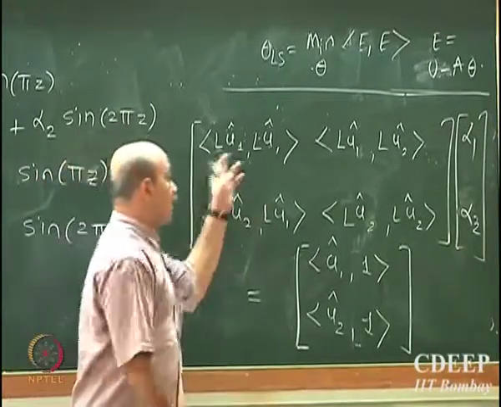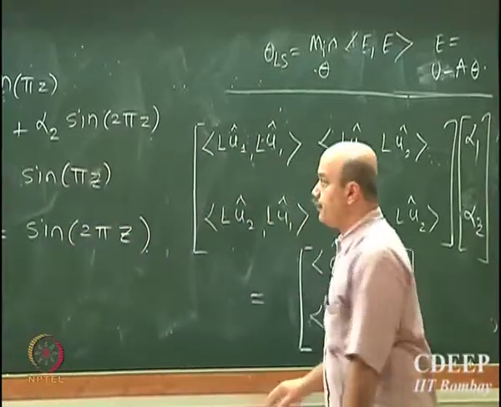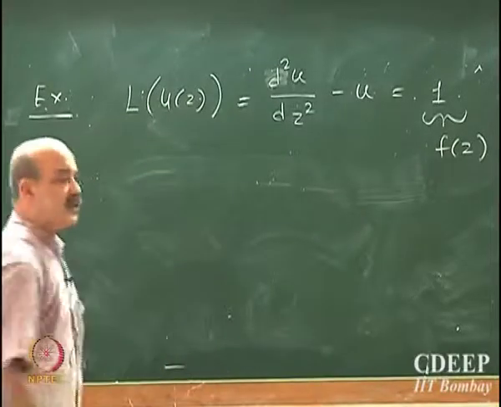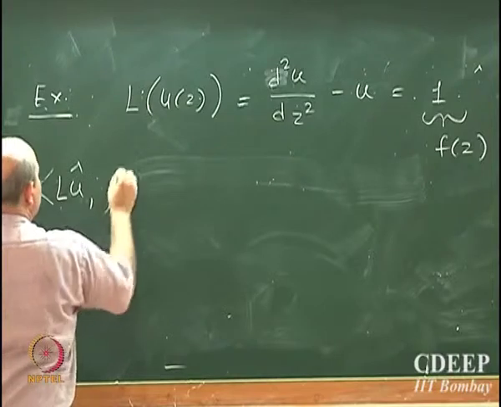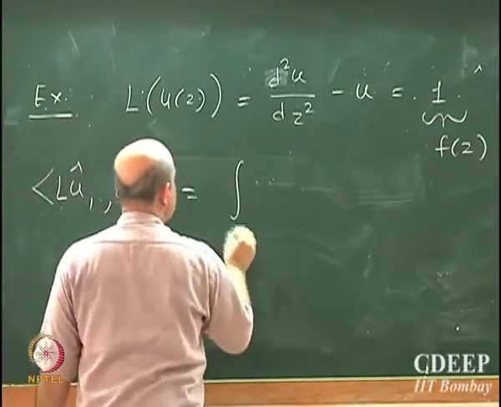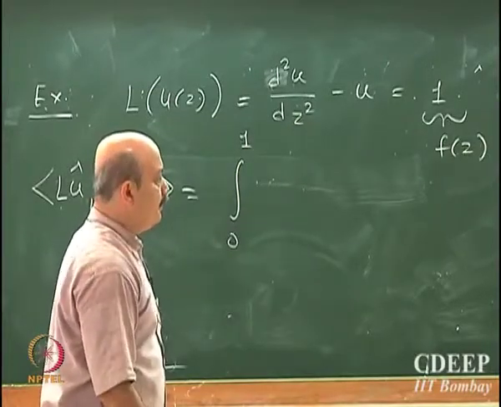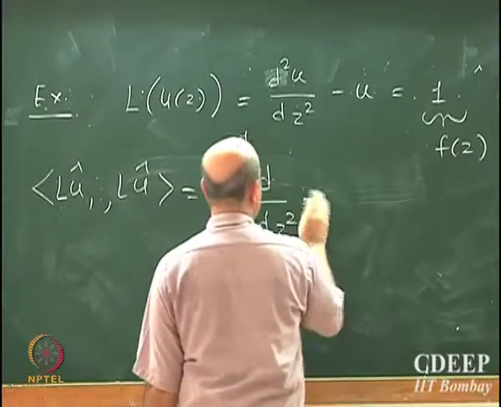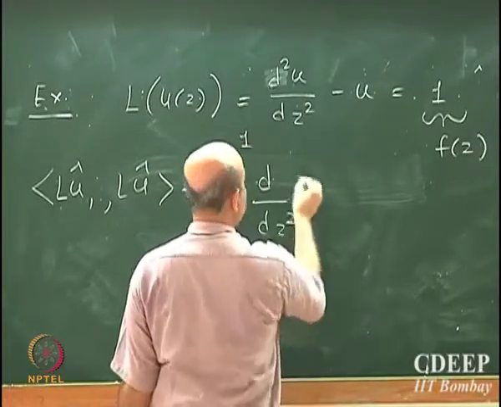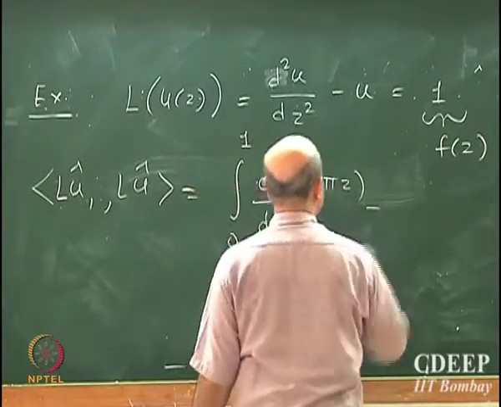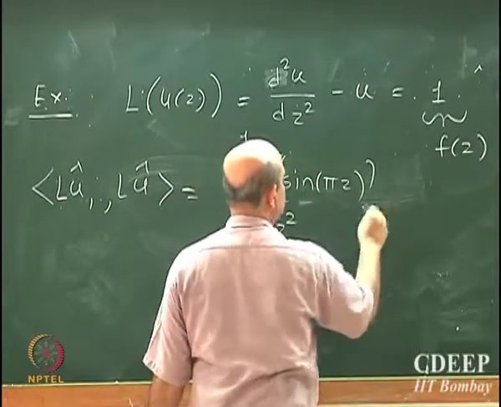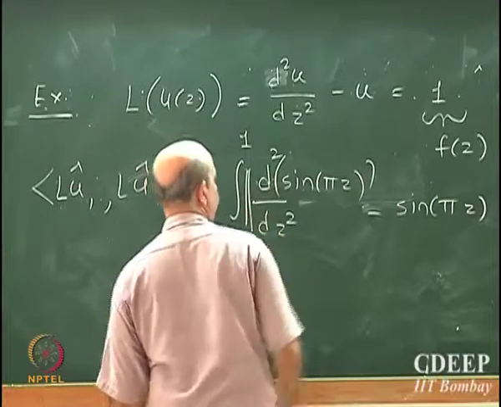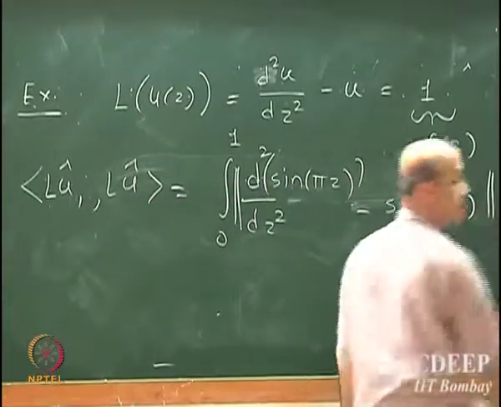So what is the inner product of L operating on u1? What is L? Let's go back here. What is the first inner product? L u1, the inner product from 0 to 1. What is L u1? It is d2 by dz square of what is u1, sin pi z, minus, d2 by dz square of sin pi z, minus sin pi z.